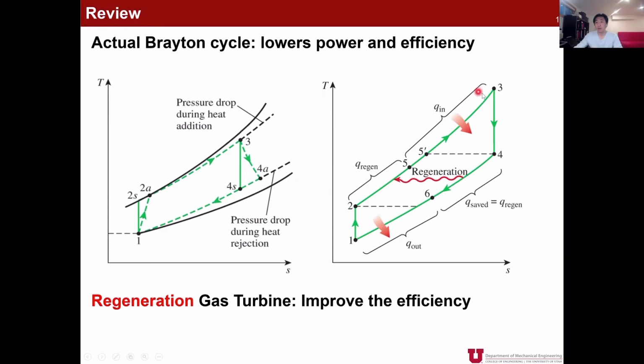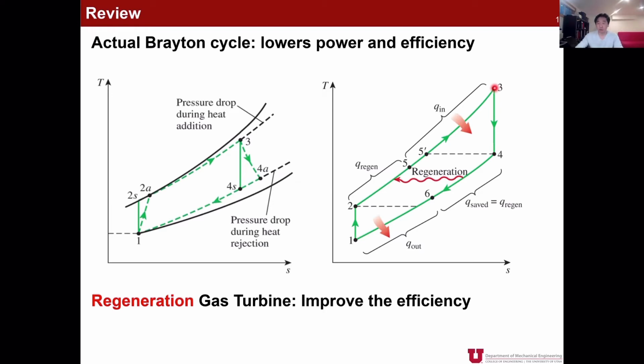So instead of burning fuel to increase the temperature of the air from 2 to 3, we only need to increase the temperature from 5 to 3 if we have a regenerator. What it means is that we can save some fuel and save the energy that would be used to heat up the air to temperature 3, and as a result, we can improve the thermal efficiency.